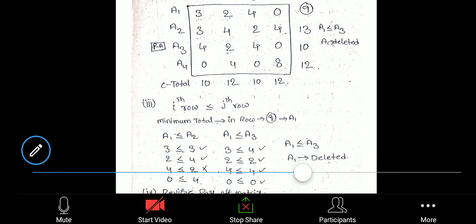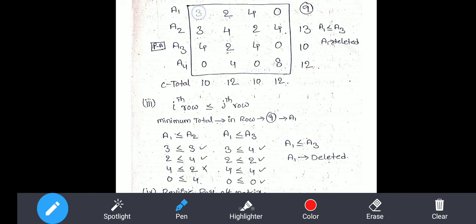So here, 3 2 4 0 is less than or equal to A2's 3 4 2 4. So all the elements are not dominated by A2.